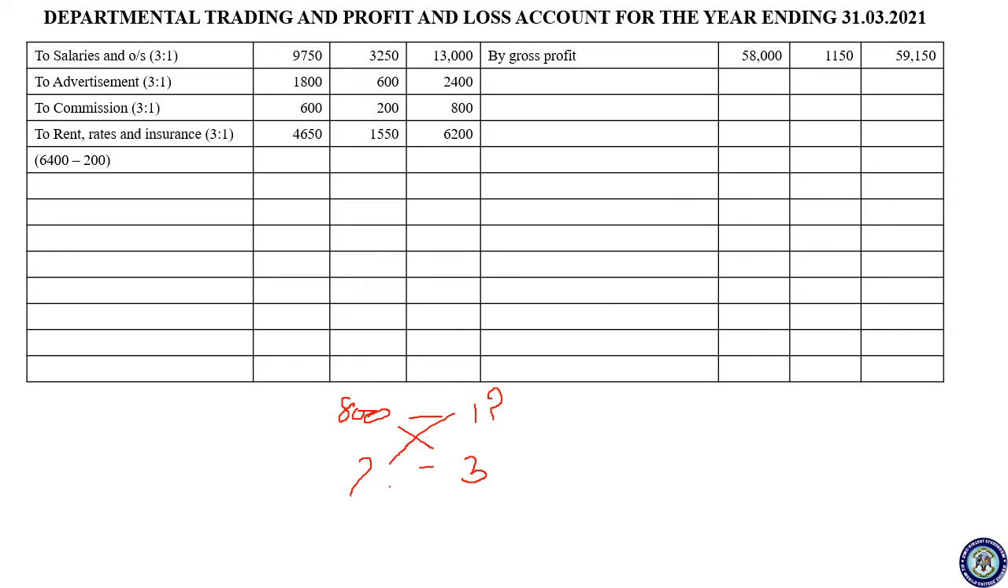Why 3 months? Till March it is allowed. From March of next year, that is disallowed. So after March means April, May, June. June 30th, so June you have to include. So June 30th, 3 months. It comes to 200. Now if you deduct 200 from 6,400, you will get 6,200. That you have to apportion on the basis of 3:1.